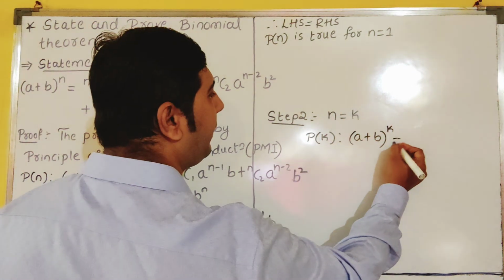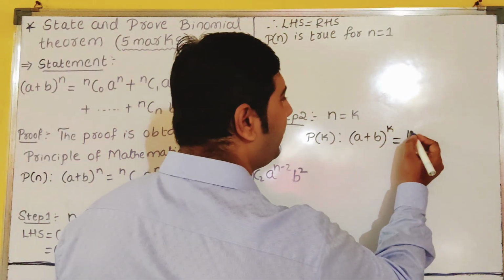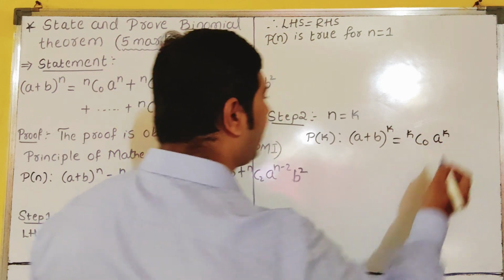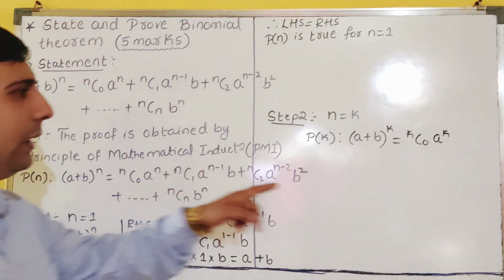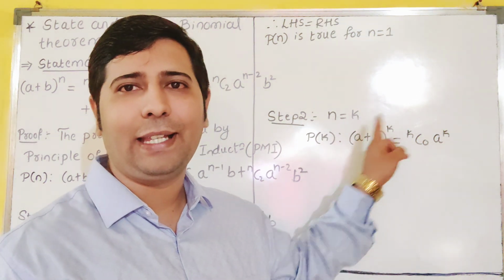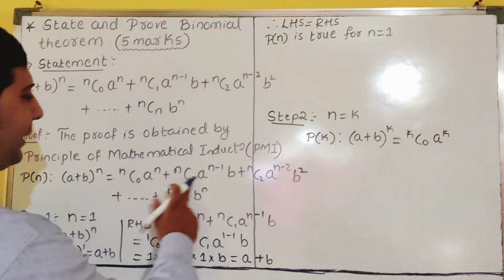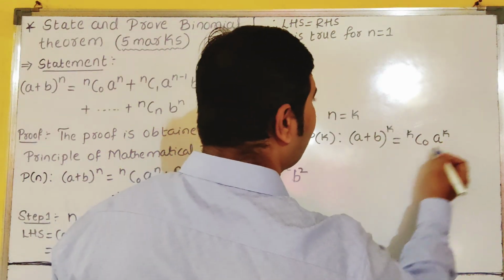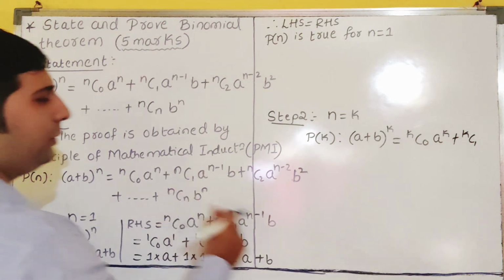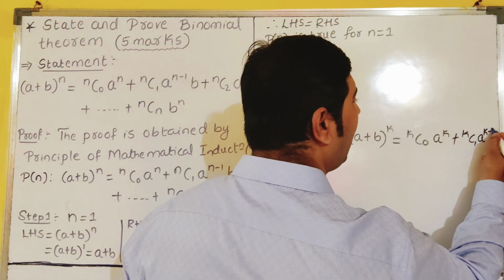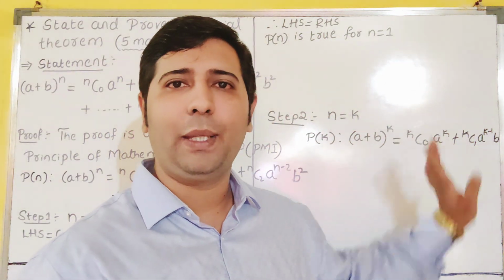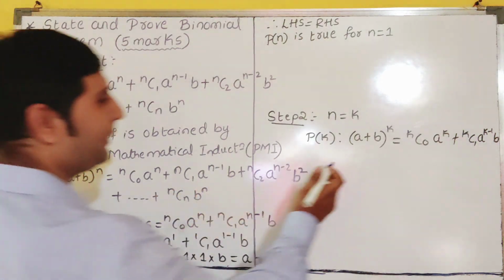K. A plus B raised to K is equal to KC0 A raised to K because n value is K. Sir, don't think about how I am writing. So n value is K, I am putting K, that's all. So next is what? NC1. NC1 means that is KC1 A raised to K minus 1 into B. Clear? A raised to K minus 1 into B. Clear?